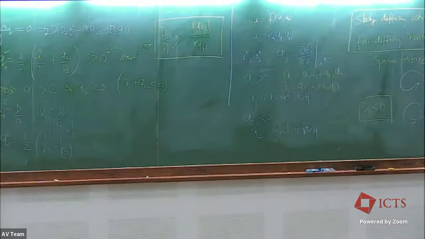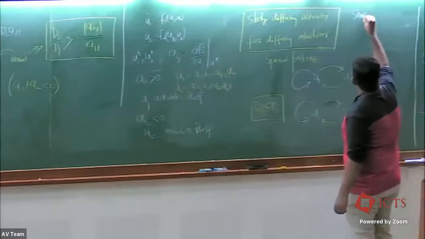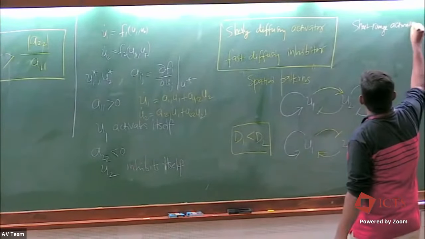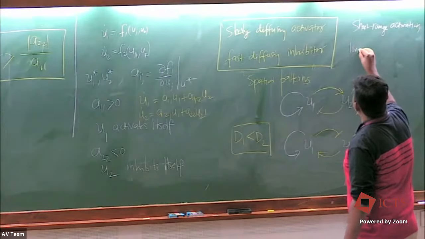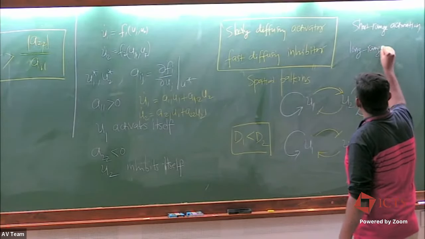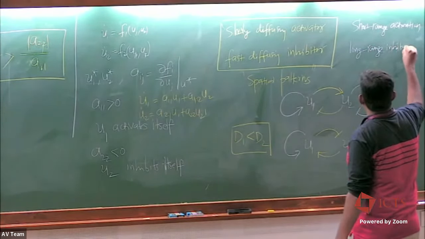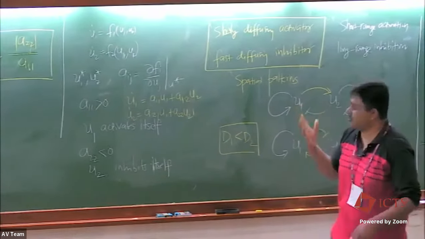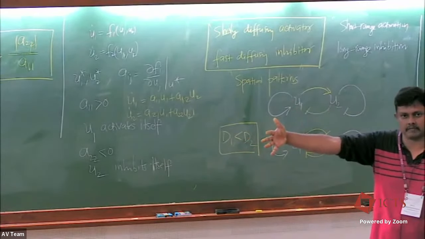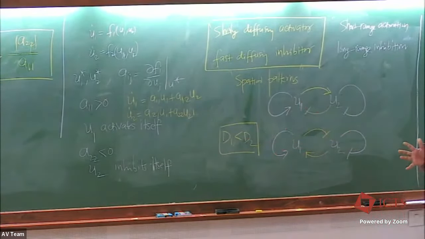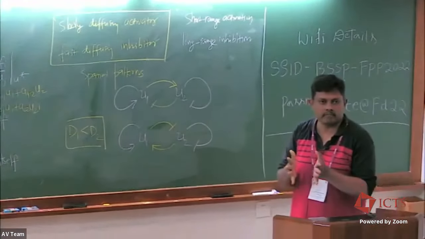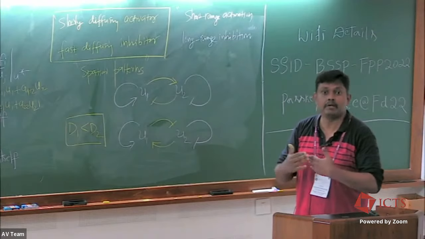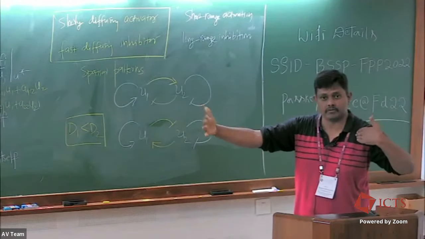So also sometimes written as short range activation and long range inhibition. So the range is basically because of the diffusion coefficient. So if the diffusion coefficient is very large, then of course it will spread out that effect very, very fast. If the diffusion coefficient is small, then the effect will be very localized. So the activation should be localized, short range. The inhibitory effect should be long range, higher diffusion coefficient.